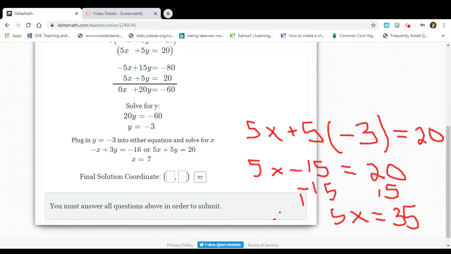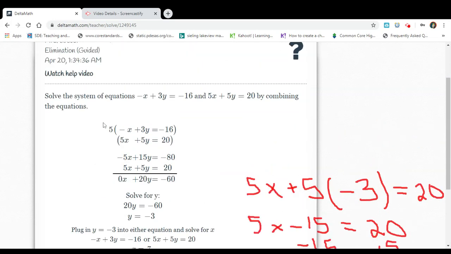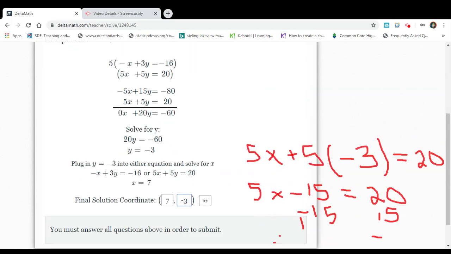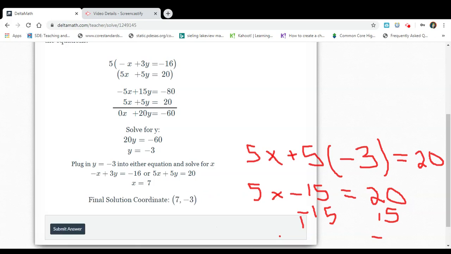And it says final solution coordinate. Okay, look, so we said 7 was x, and y was negative 3. And if you know me, I definitely would suggest plugging it into your equations before you push try, right? Just to make sure you got it right. But let's just try this one out. Try, and let's see what happens.